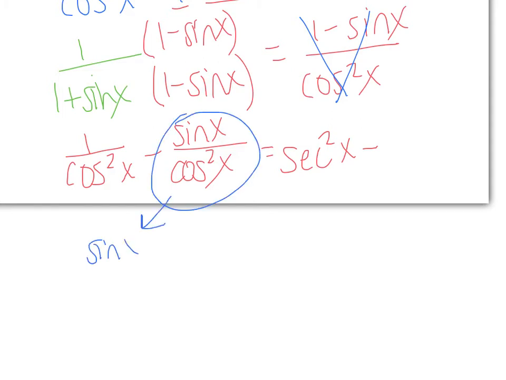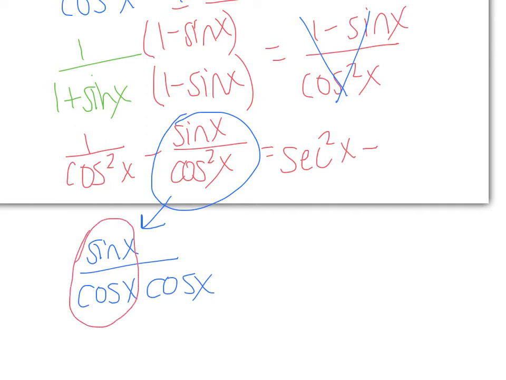If I have sine x and I put that over cosine x and cosine x, that's the exact same thing. This I can turn into a tangent. This I can turn into a secant. And I'm going to do just that. Make this tangent x, secant x.